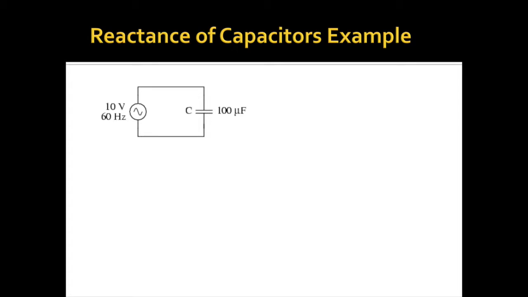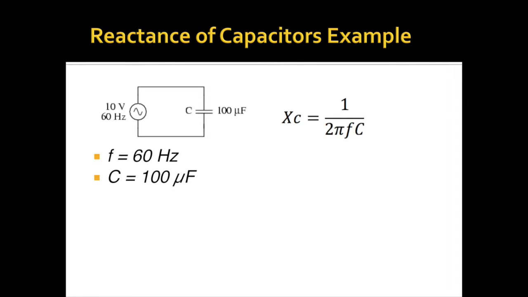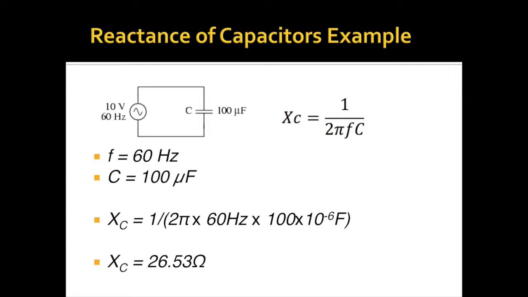As an example, imagine you had this circuit. We can solve for the capacitive reactance with the equation we saw before. We know that the frequency of the circuit is 60 Hz, and we also know that the capacitance of the circuit is 100 microfarads. Subbing these two values into the formula, you will get this line, and solving, you will get 26.53 ohms.